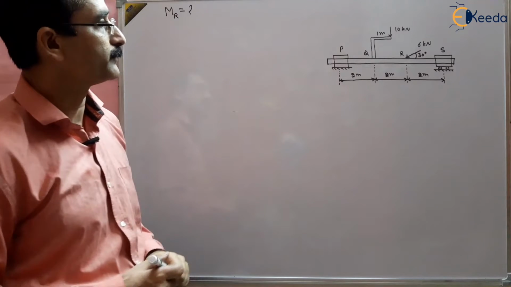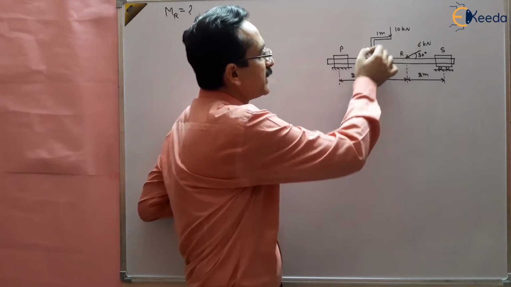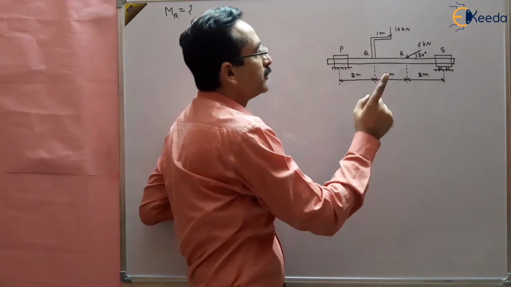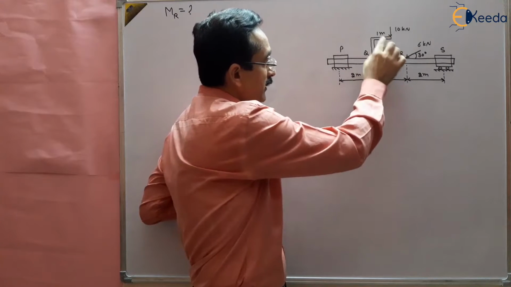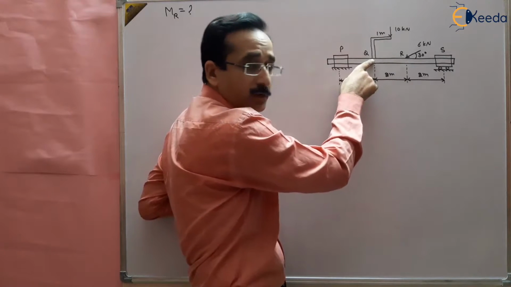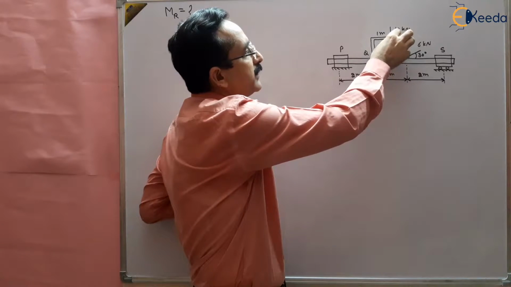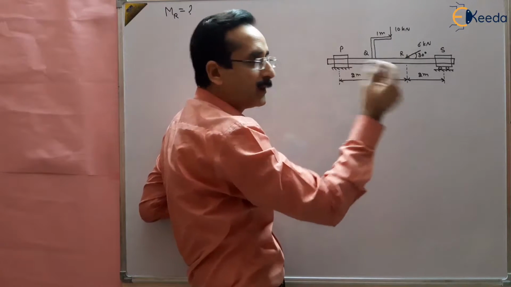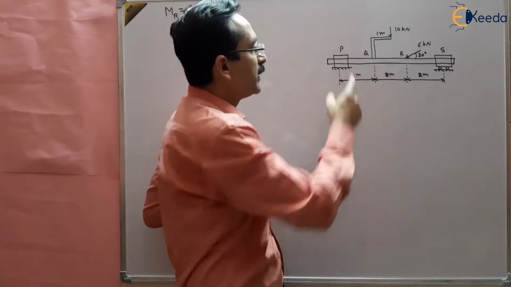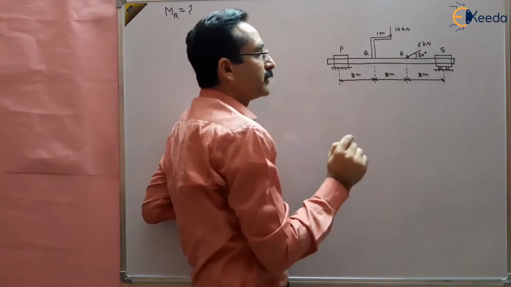So how to do this question? You can see here that this 10 kilonewton load is applied with an eccentricity of 1 meter. So its effect will be a direct vertical point load of 10 kilonewton at point Q, as well as a bending moment of 10 multiplied by 1, that is 10 kilonewton meter, at point Q. So at point Q there are two types of loading: a bending moment of 10 kilonewton meter and a point load of 10 kilonewton.